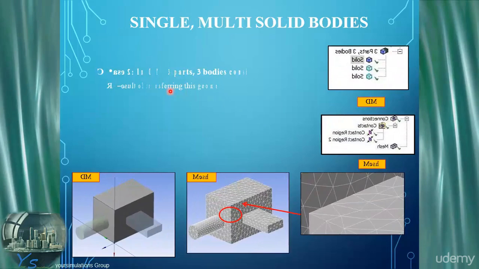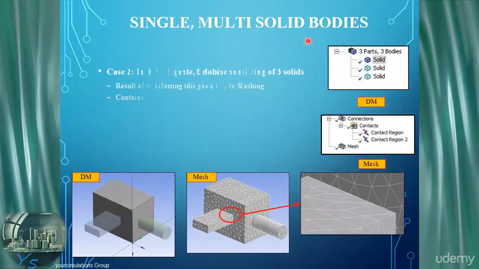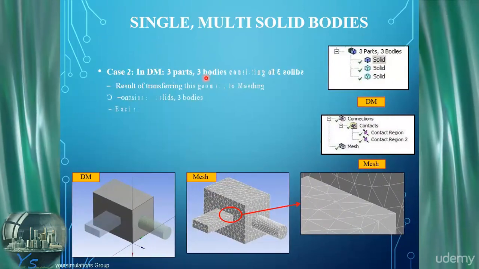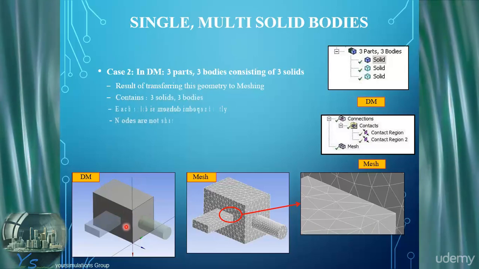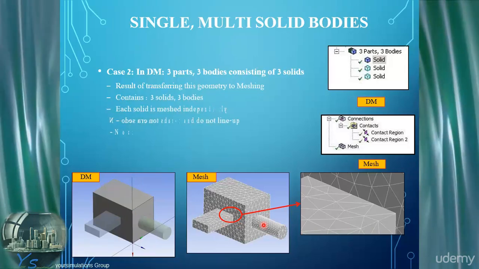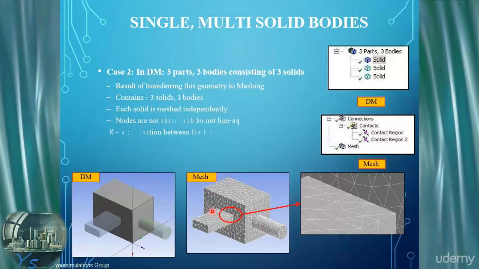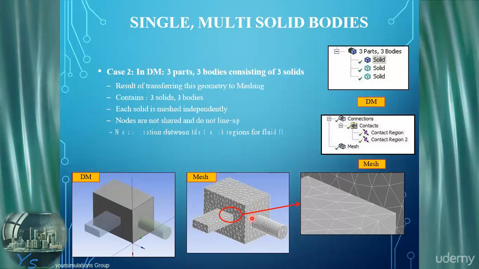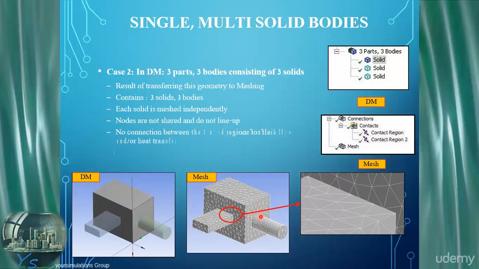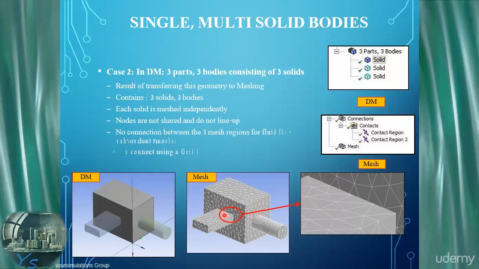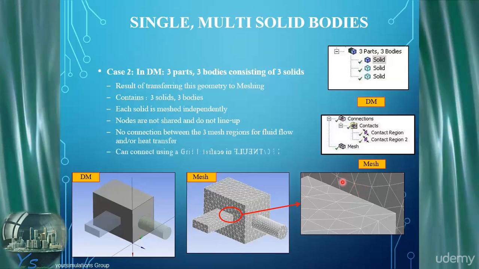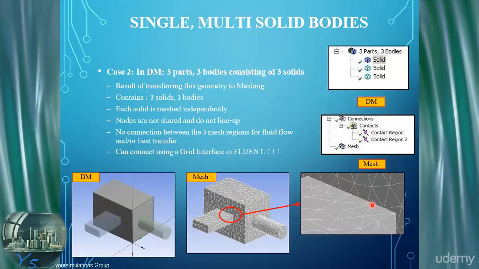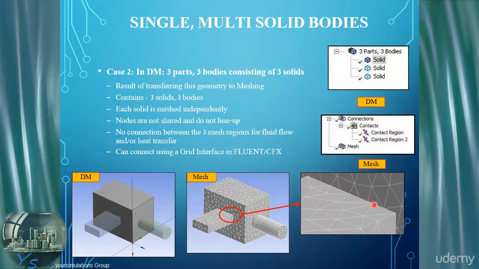The next example here in DM is 3 parts and 3 bodies. So this block on this side, the main block and the cylinder are all separate parts and also separate bodies. This means that they don't see each other, and effectively they're treated independently. So what happens is when we create a mesh on each of these bodies, the meshes are non-conformal. So there's no sharing of nodes at the interface, and that can be seen in the right-hand image here.